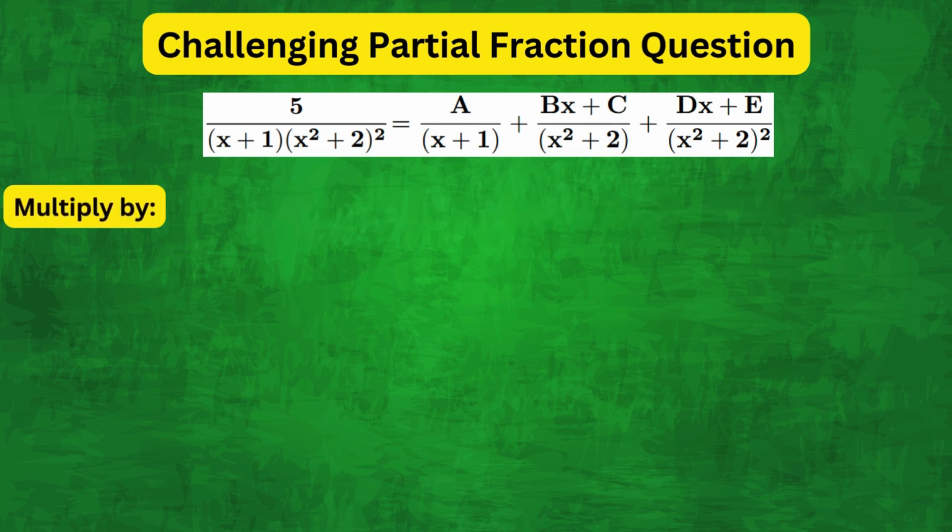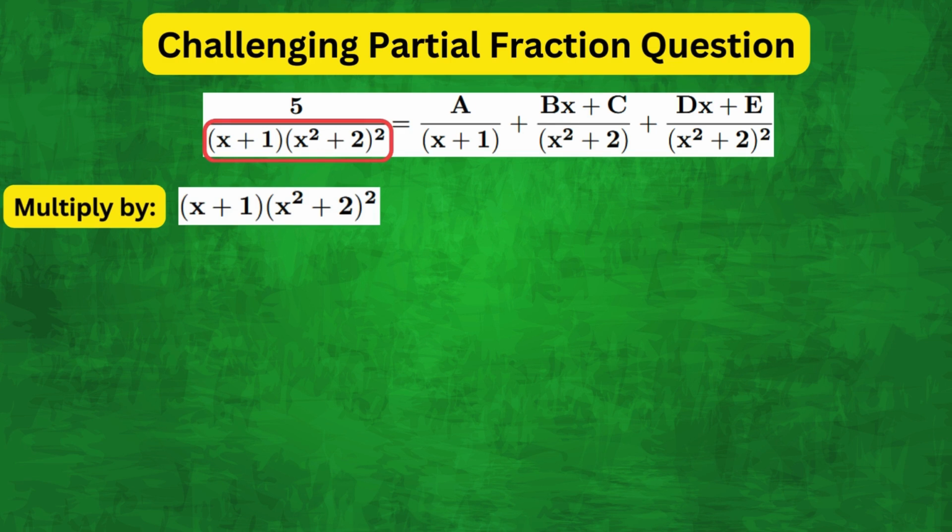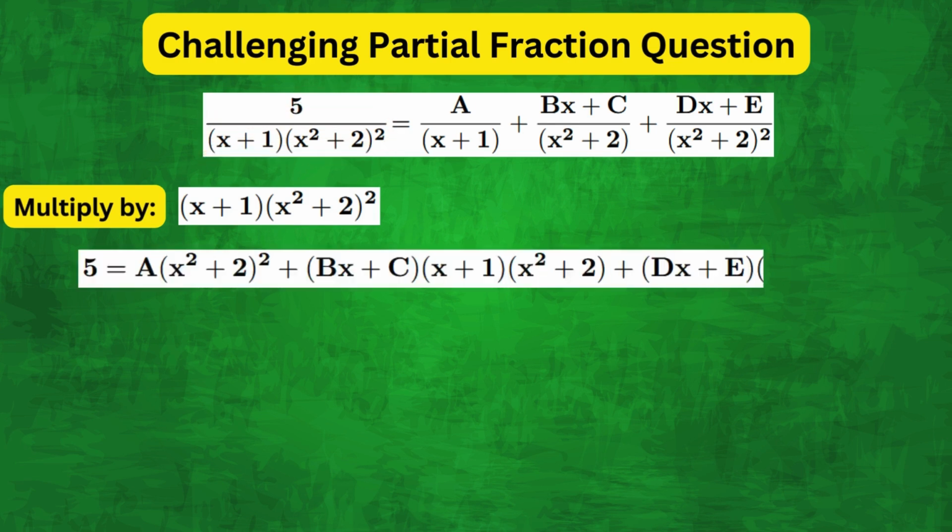We multiply both sides by the denominator, x plus 1 times x squared plus 2 whole squared, and we end up with this equation. Now, to find the values of constants A, B, C, D, and E, I will show you a few different ways just to cover all the bases.